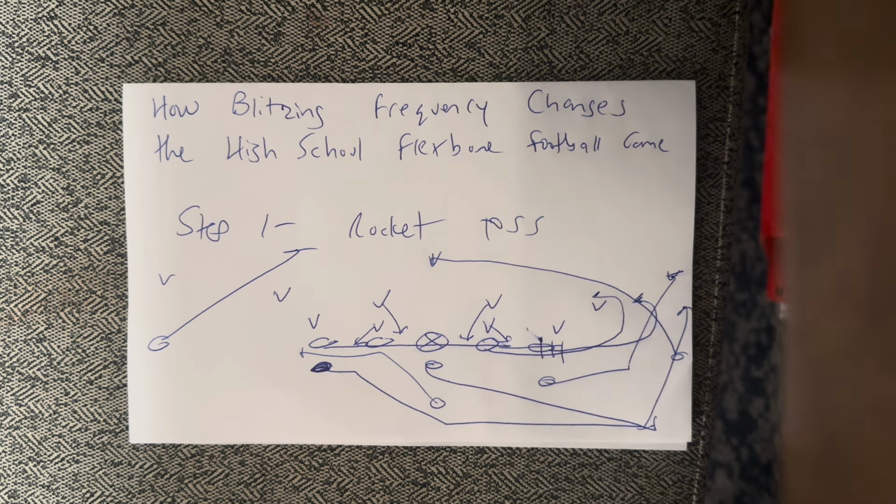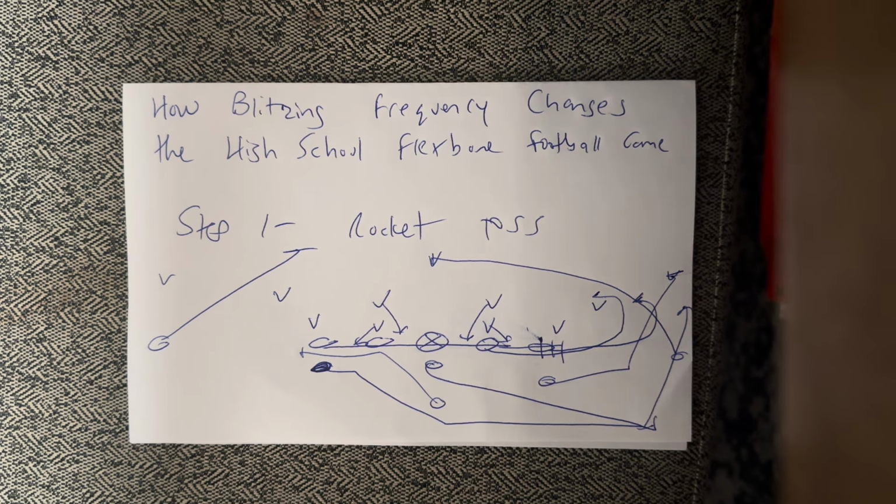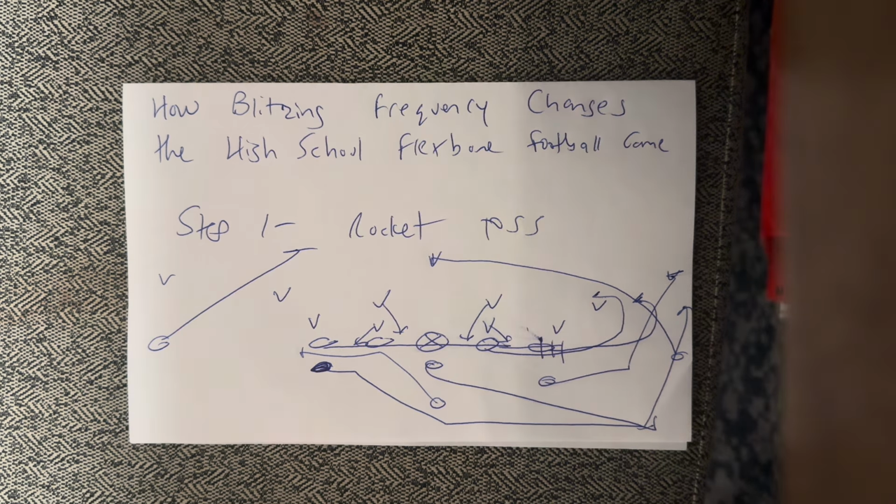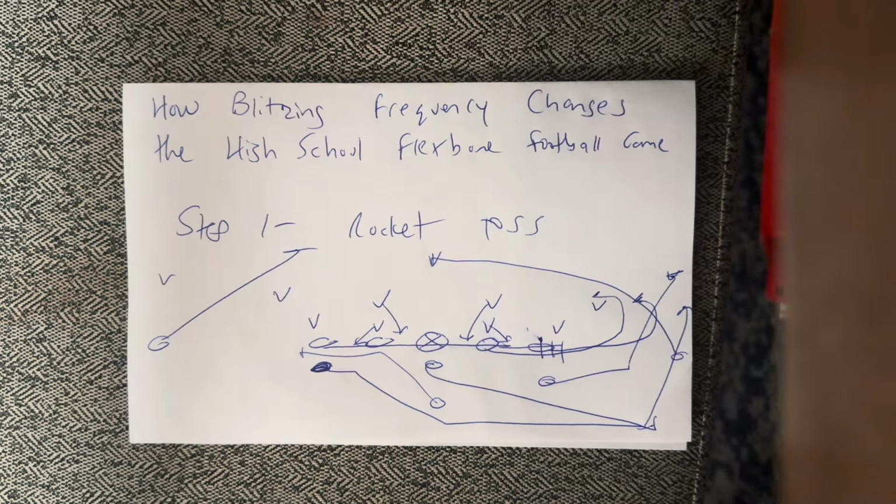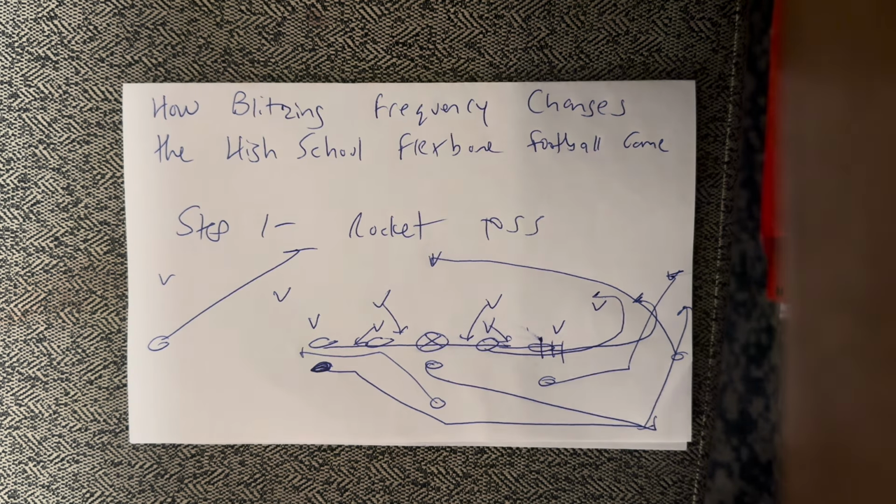But anyway, let's get to football. Because in day 3 of camp, we're going to go through this situation: how blitzing frequency changes the high school Flexbone football game. In high school, you get a lot more blitzing than college. People blitz when they don't know what to do. So they bring pressure. And I spent 15 years as a junior college coach, and the same thing happened in junior college as well, but it really happens in high school, and I think it happens more now than it ever has. So because of that, you're going to end up running more rocket toss in high school.